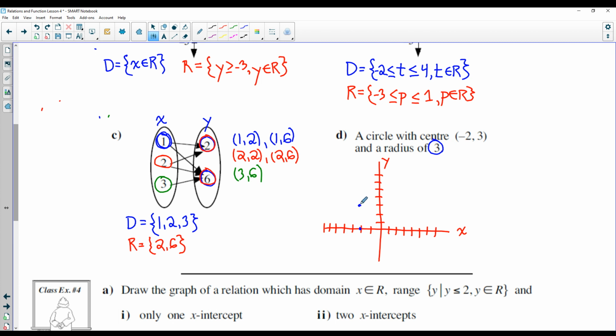If we start at the center of the circle and go a radius of 3 units up, we go 1, 2, 3. So I'd be all the way up here. Okay, that's going to be the top of my circle. I'm going to sketch it in a second.